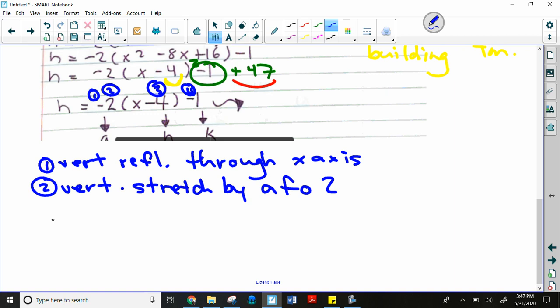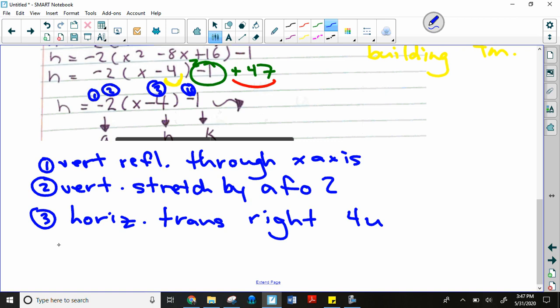For transformation 3, we're looking at that 4, we're going inside the brackets, so it's a horizontal translation, and it's -4, so we do the opposite. It's going to go right 4 units, and then the last thing is it's going to be +47. A vertical, no it's not, Megan. Yes it is. It's going to be up 47. For translation, up 47 units.